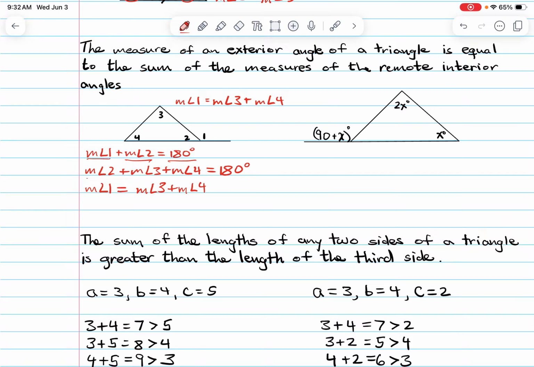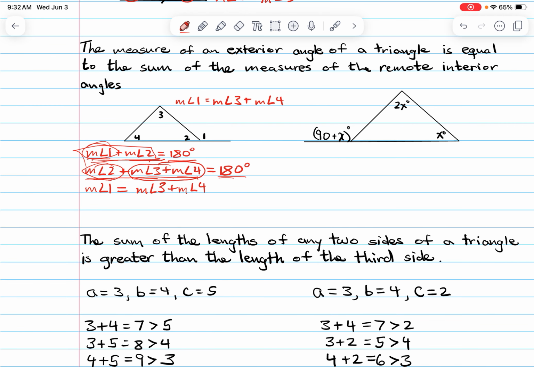Therefore, the measure of angle 2 must be... and since the measure of angle 2 plus the measure of angle 3 plus the measure of angle 4 is 180, I can just replace these two with the measure of angle 2. You see there, I can make a substitution. So we know when we add these three things up, we get 180, and when we add these two things up, we get 180. So I'll keep 2 the way it is and say angle 1 must be the same measure as angle 3 plus angle 4. So anyway, that's how we know that's true.